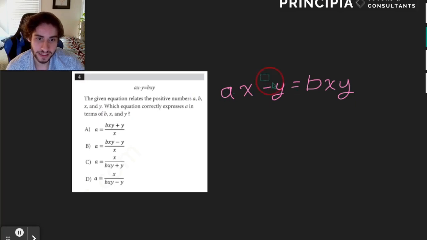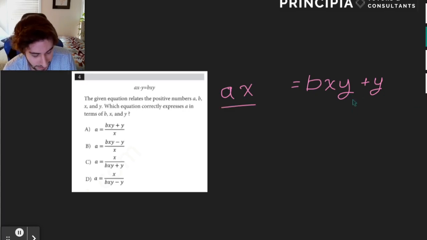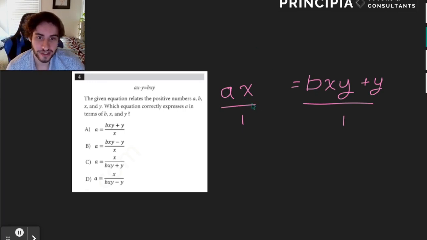We're trying to get this a by itself. So let's take this minus y, move it to the other side, and always remember to flip your sign into a positive. Now we have ax is equal to this whole thing. Important to recognize that both of these things are over 1. So we can apply that cross multiplication and division process.